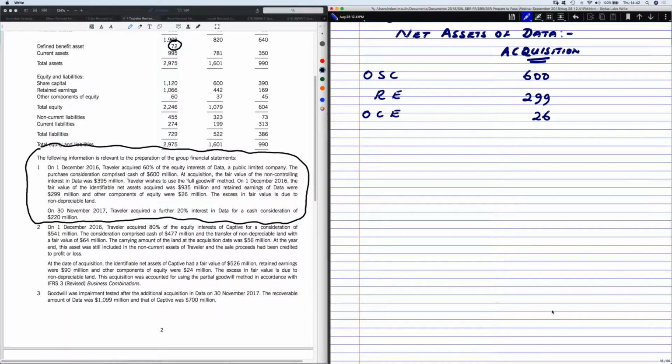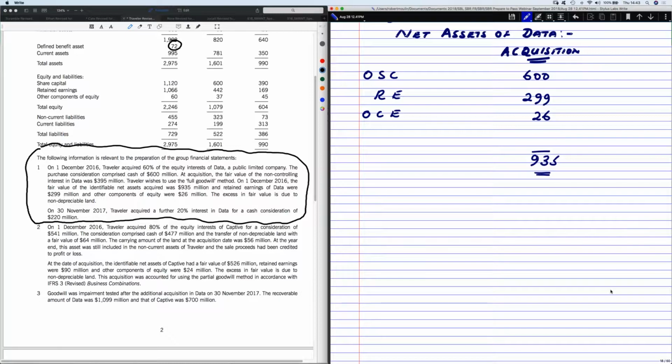And you'll notice, can we just quickly add those up? Because we've got 600, we've got 299, and we've got 26, which is a figure of 925. But you'll notice that the fair value of the net assets at acquisition is 935.